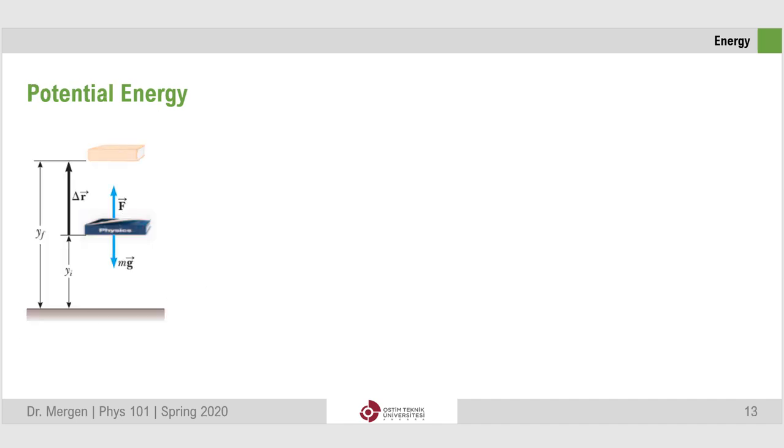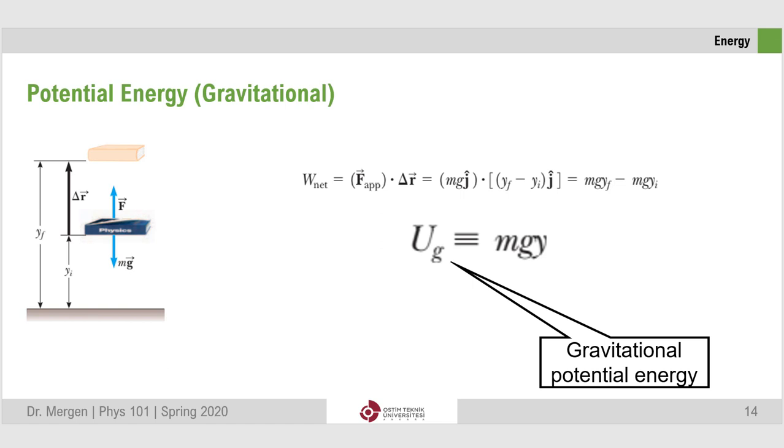So what about potential energy? Consider this physics book, and say a force F is pulling the book upward from the initial position to the final position. Initially, the book was standing still at that height, y sub i, and at the final position, again the book is standing still. Therefore, there are no velocity changes of the system.